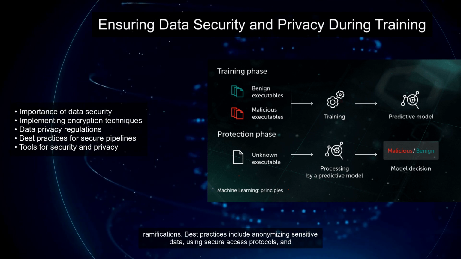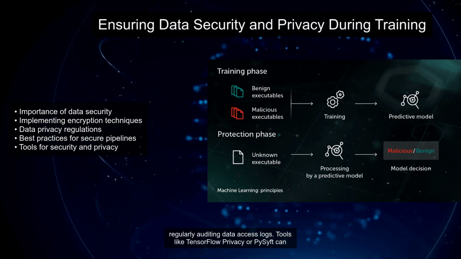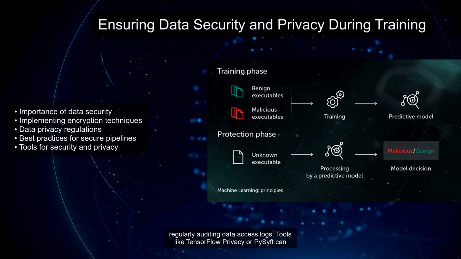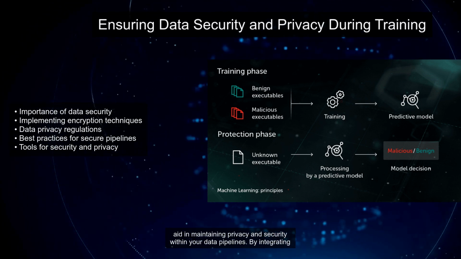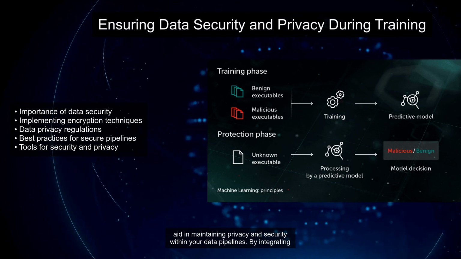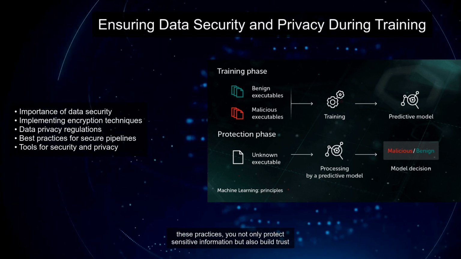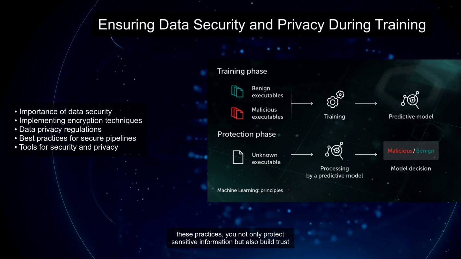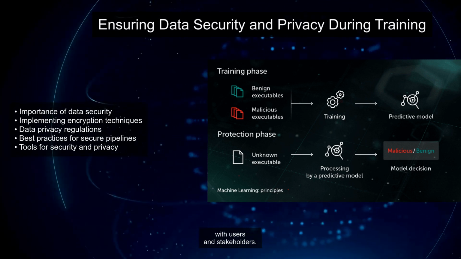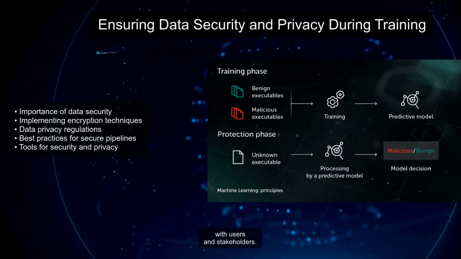Best practices include anonymizing sensitive data, using secure access protocols, and regularly auditing data access logs. Tools like TensorFlow Privacy or PySift can aid in maintaining privacy and security within your data pipelines. By integrating these practices, you not only protect sensitive information but also build trust with users and stakeholders.